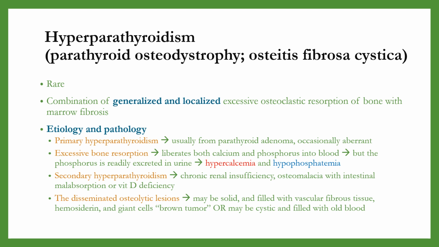For secondary hyperparathyroidism, there is chronic renal insufficiency, or osteomalacia with intestinal malabsorption or vitamin D deficiency. The disseminated osteolytic lesions may be solid and filled with vascular fibrous tissue, hemosiderin, and giant cells, called brown tumor, or may be cystic and filled with old blood.